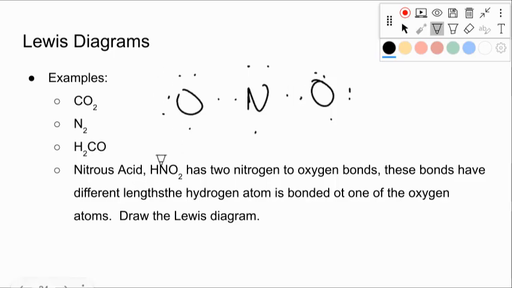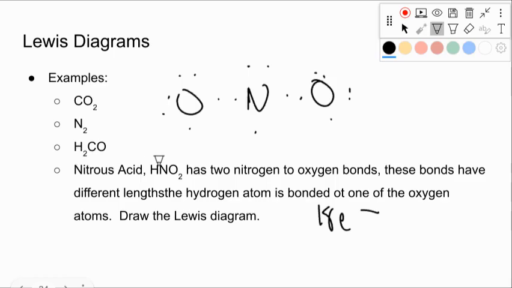Let's count up our total electrons and go from there. So I have 6 electrons for each oxygen, so that's 12, plus 5 from nitrogen, plus 1 from hydrogen. So I've got to have, by the end, 18 electrons. Right now I have 2, 4, 6, 8, 10, 12, 14, 15, 16, 17, and I haven't even brought in my hydrogen yet.